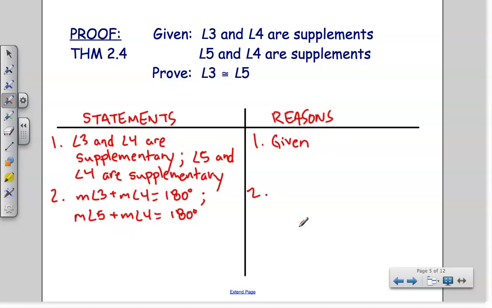Now, what's the reason for this? How do I know that they add to 180? Based on this word, supplementary. Anytime you're going off of a word, it must be the definition of that word. And in this case, it is the definition of supplementary angles.